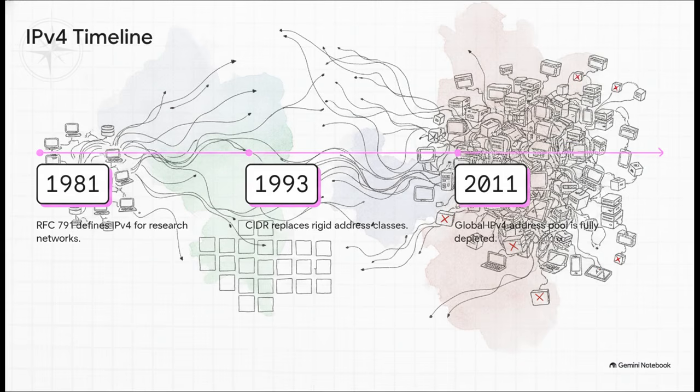So as it exploded to billions of devices, we had to start inventing stopgaps. Enter CIDR in 1993, which replaced those rigid class-based IP assignments just to buy us a little more time. But duct tape only holds for so long. By 2011, the global IPv4 address pool was officially entirely depleted.